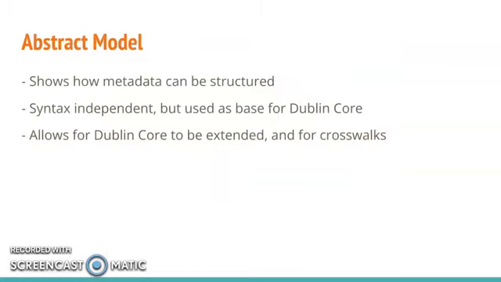The DCMI has also provided an abstract model for how metadata can be structured, and has presented it visually in the form of flowcharts. It generally shows how different pieces of information relate to each other. It is independent of any particular encoding syntax, but it is used as the model for Dublin Core. Defining this model allows for Dublin Core to be extended and allows for crosswalks with other metadata schemes. Crosswalks facilitate interoperability by translating elements and values between schemes.